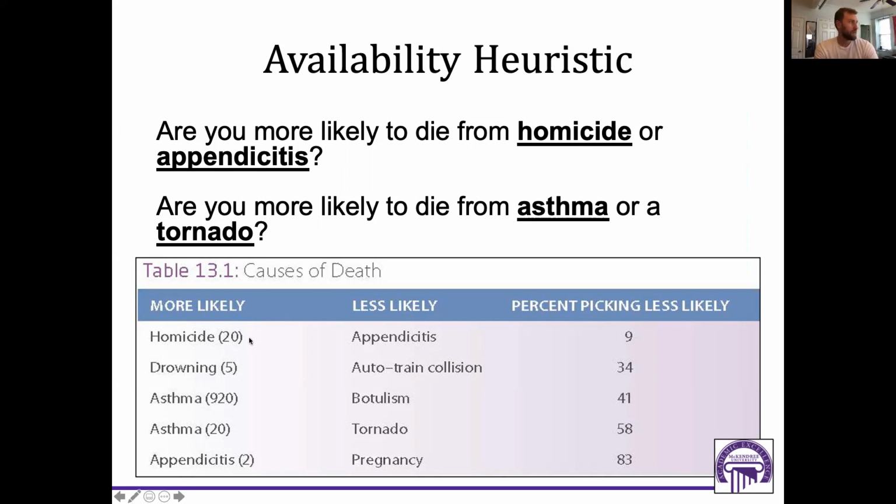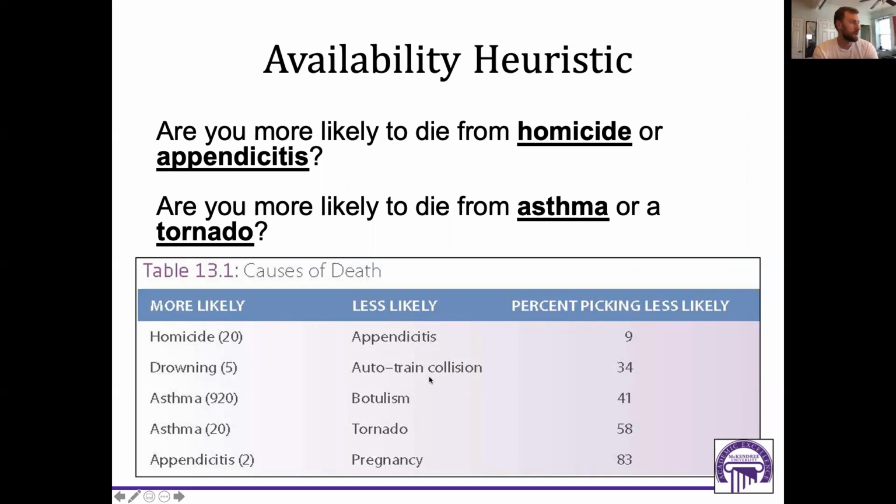So when comparing homicide to appendicitis, which was our first example, people were more likely to pick homicide. So 91% said you're more likely to die from homicide as opposed to appendicitis. This is in fact true. In fact, you're 20 times more likely to die from homicide as opposed to appendicitis. And so if you said homicide for the first question, you are correct.